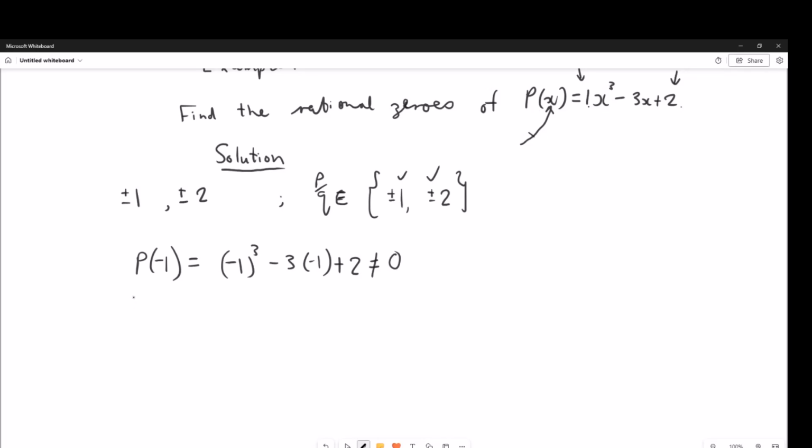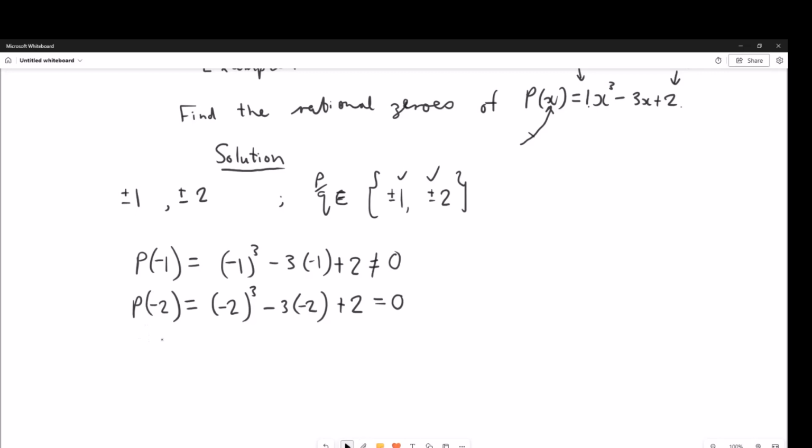Okay, let's try P of minus 2 now. Let's just check the minuses out. So it's minus 2 cubed, minus 3 times minus 2 plus 2. Let's see what this gives us. Well, minus 2 cubed is minus 8. And then we've got plus 6 plus 2. So this is indeed equal to 0. So minus 2 is a root. It is a 0 of that polynomial.